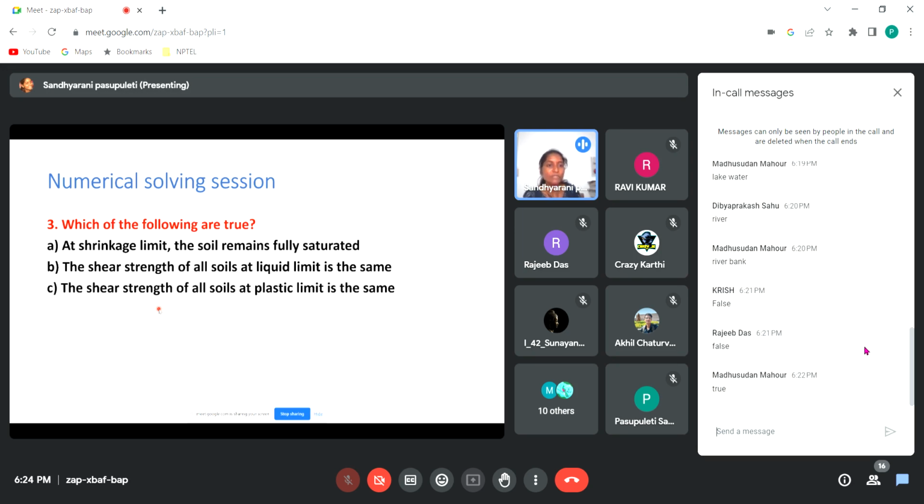Initially, the volume is dry soil plus the air voids. Until you fill the air voids with water, there will not be any change in the volume. Once you fill all the voids with water, whatever extra water you add will be an extra change in the volume. So shrinkage limit is the water content where the soil remains fully saturated. So option A is correct.